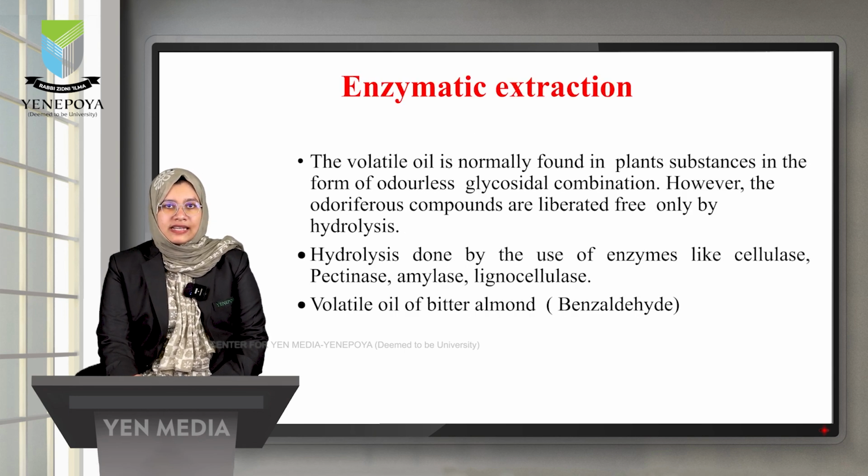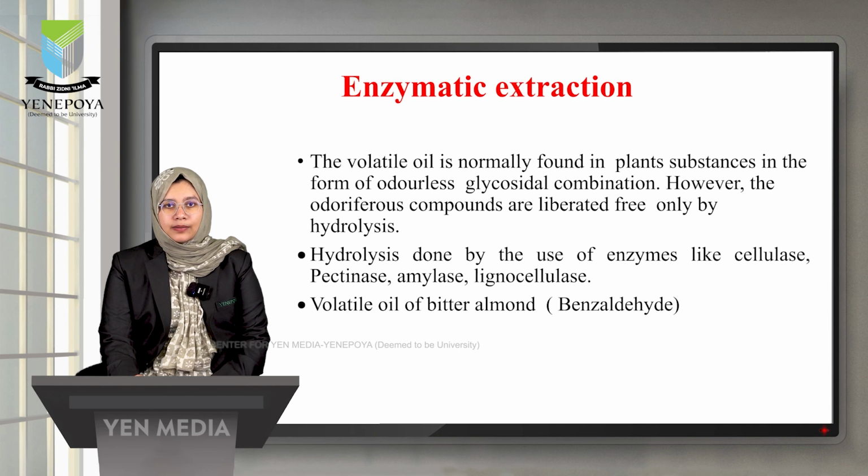Next is enzymatic extraction. The volatile oil is normally found in plant substances in the form of an odorless glycosidal combination. However, odoriferous compounds are liberated only by hydrolysis. Here we have the glycosidal combination, and with that the volatile oil will be present. So only if we do hydrolysis can we break that bond.